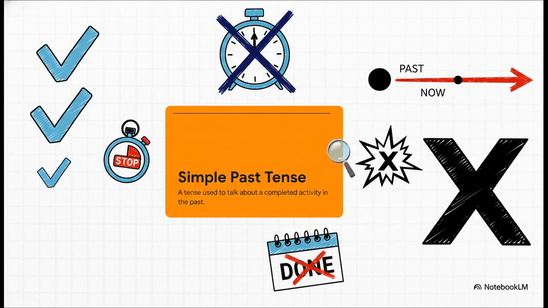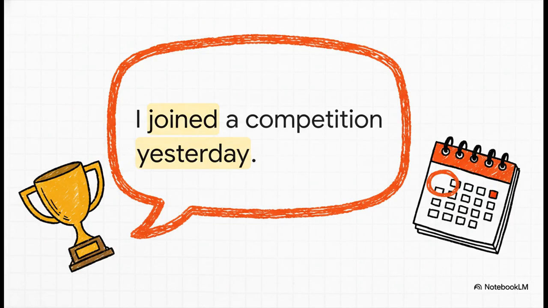So, what even is the simple past? It's pretty straightforward, actually. It's all about actions that are completely finished, done, over with. They started in the past and they ended in the past. It's that simple. Let's look at an example. See, the action, joining the competition, it happened yesterday, and now it's finished. This is a perfect textbook example of the simple past tense in action.